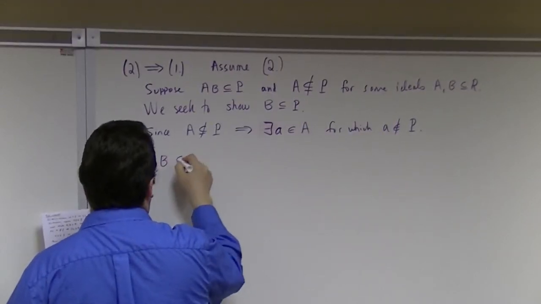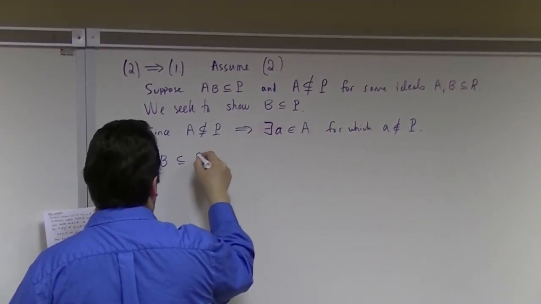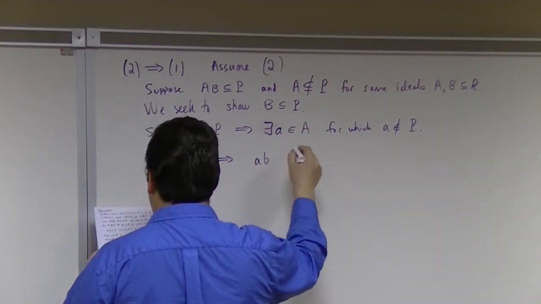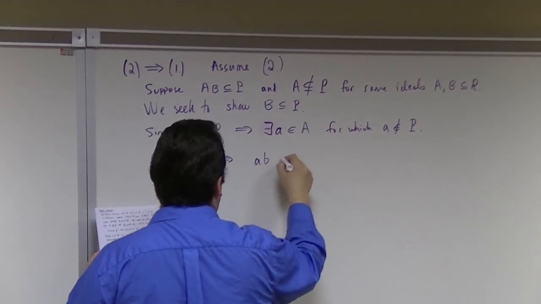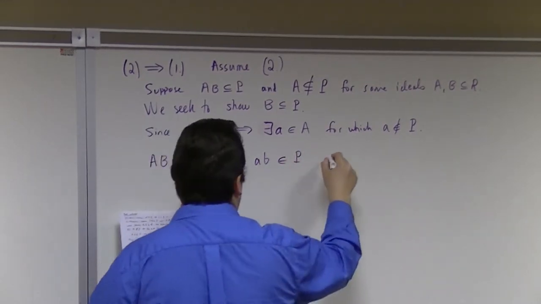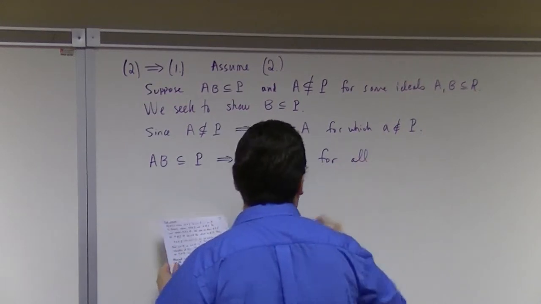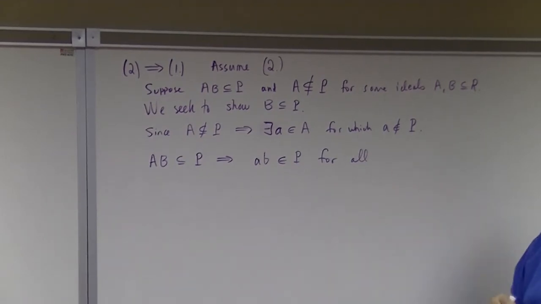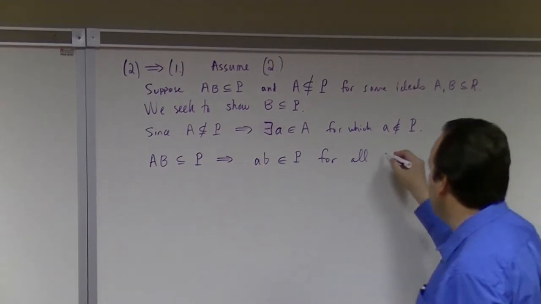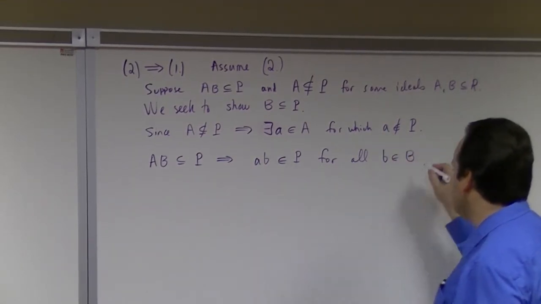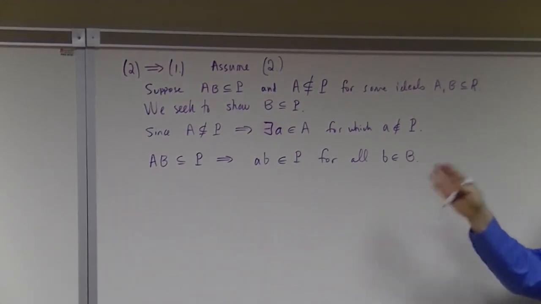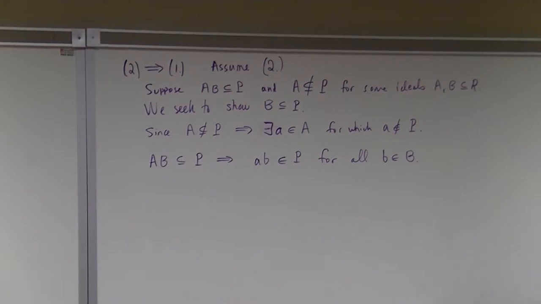So if you think about it, AB a subset of P implies that ab is an element of P for all what? Well, a is definitely in A, and this b we could let be anything in the ideal B, for all b in B. That's just the definition of the product ideal. Certainly ab is in P, if AB is a subset of P.